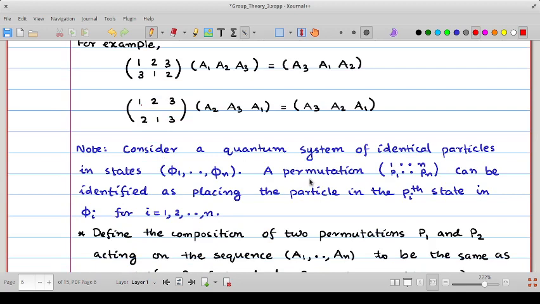Now, in a quantum mechanical system of identical particles, which can be arranged in states denoted by, say, phi1, phi2, etc. up to phi n, a permutation like this, 1, 2, 3, etc. up to n on the top line and p1, etc. up to pn on the bottom line, can be identified as placing the pi particle in the state phi i. So here the P1 particle will be placed in state phi 1, the P2 particle will be placed in state phi 2 and so on.